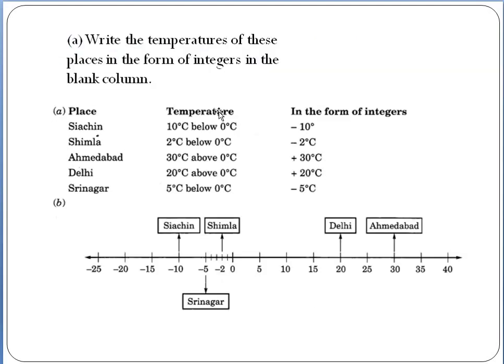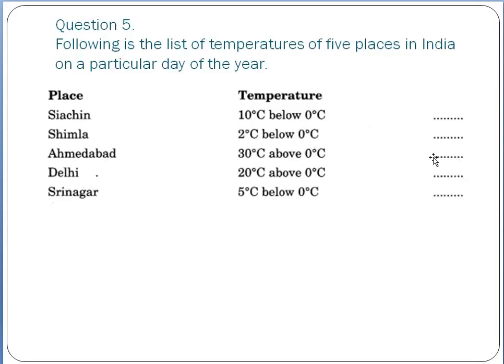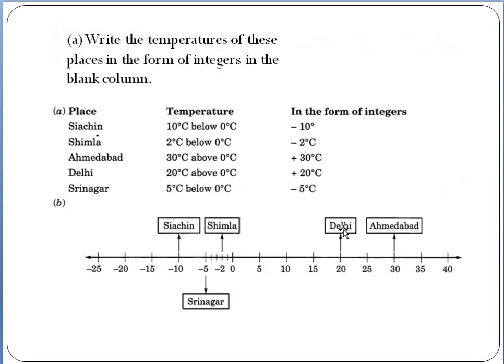We have to write that in the fill up the blanks. You have seen the fill up the blanks here, that you have to fill. How to fill? See carefully. Here 10 degrees below 0 is minus 10 degrees centigrade. 2 degrees below 0 is minus 2. 30 degrees above 0 is plus 30. 20 above is plus 20. 5 below 0 is minus 5.